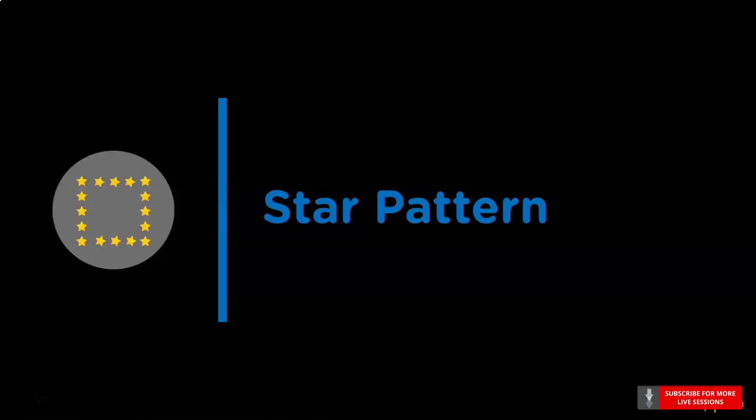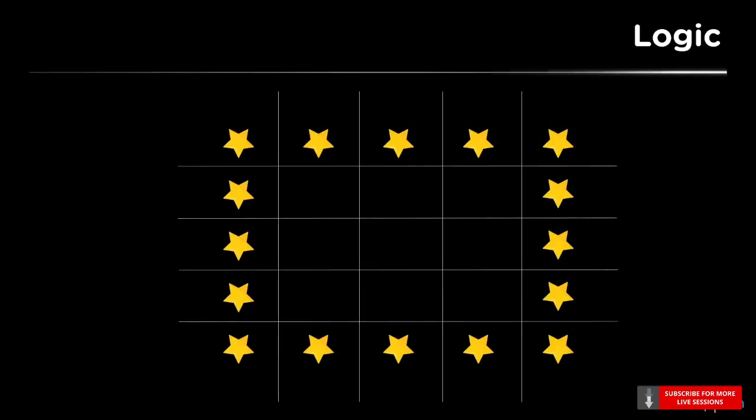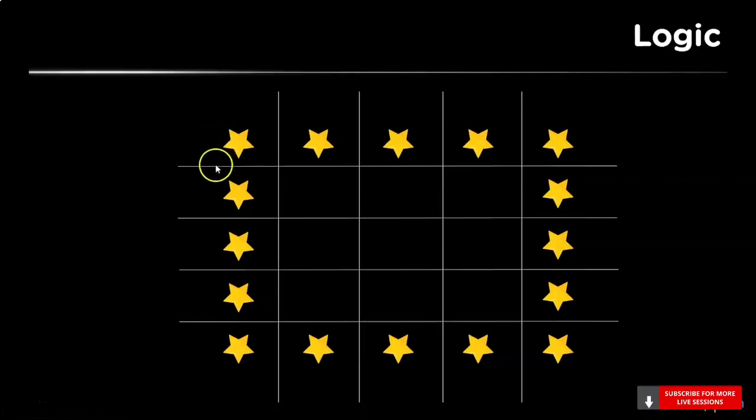So for that we will make some changes in our program, and those changes will be related to the rows and columns. Now let us understand the logic. As discussed before, we need to look at this pattern in the form of a matrix and check out the number of rows and columns. So where the number of rows and columns are equal, we need to print a star.